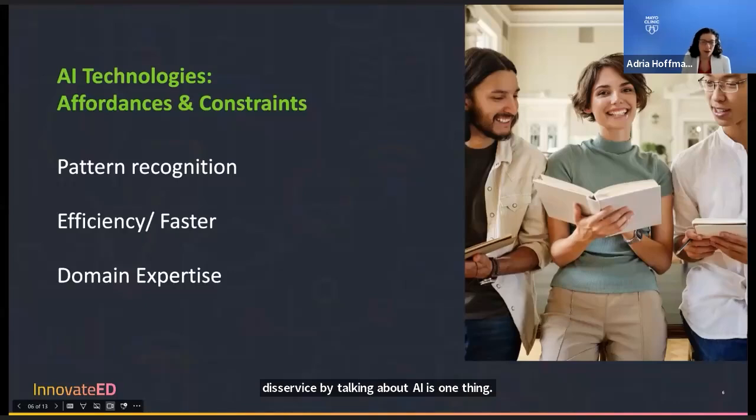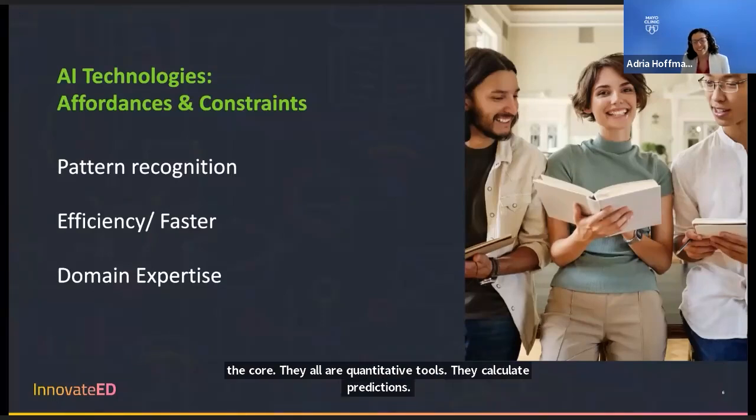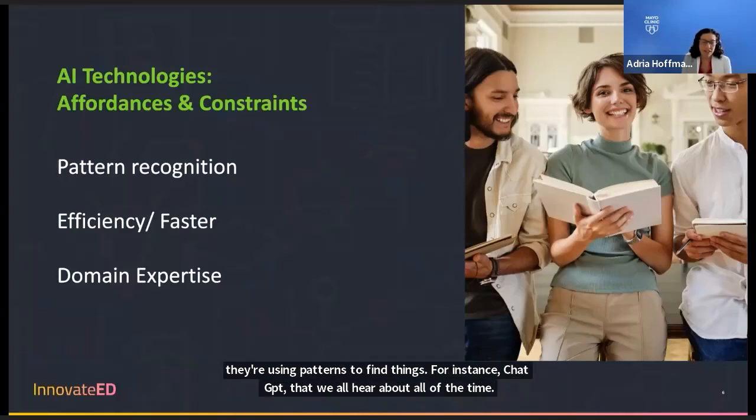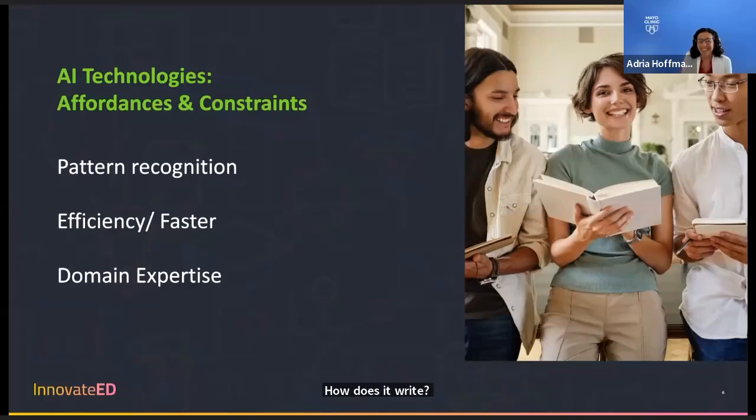At the core, they all are quantitative tools. They calculate predictions by finding patterns. That's all they are. They're pattern detection, really complex pattern detection. So they're using patterns to find things. For instance, ChatGPT that we all hear about all of the time. How does it write? It writes by finding the most probable word or phrase that will go with the previous phrase or word based on all of the data it was trained on.